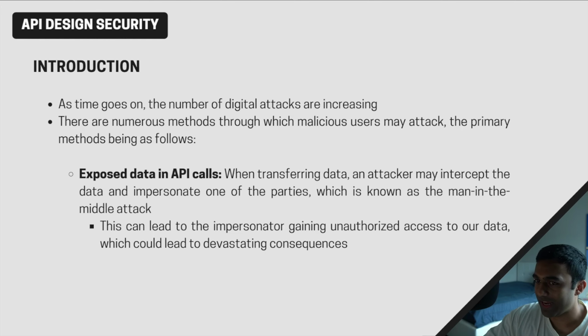Exposed data in API calls. When transferring data, an attacker may intercept the data and impersonate one of the parties, which is known as the man-in-the-middle attack. This can lead to the impersonator gaining unauthorized access to our data, which could lead to devastating consequences.